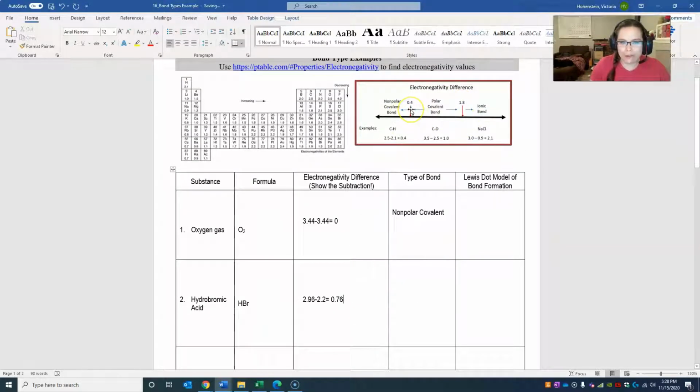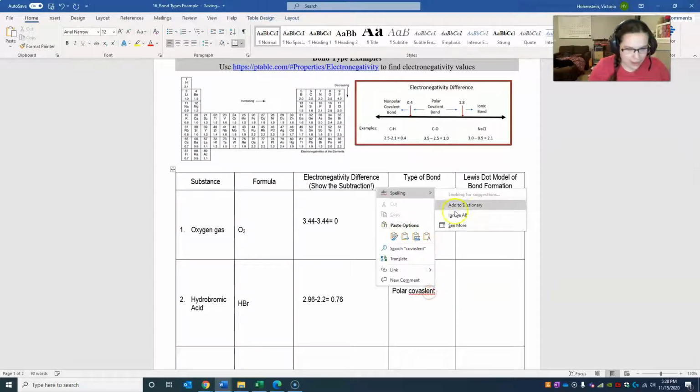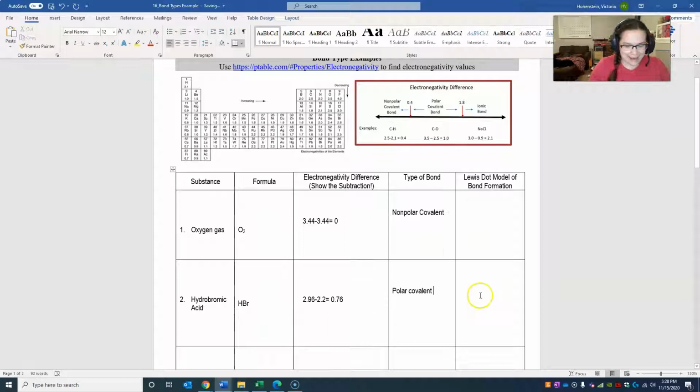Anything above 0.4 but lower than 1.8 is labeled as polar covalent. So that's what I'm going to label this one. Polar covalent, if I can spell that. And then I'm going to draw the Lewis dot structure. This one is single bonded. Hydrogen has a full duet. It only wants 2 valence electrons with a single bond. And then bromine is surrounded by lone pairs of electrons.